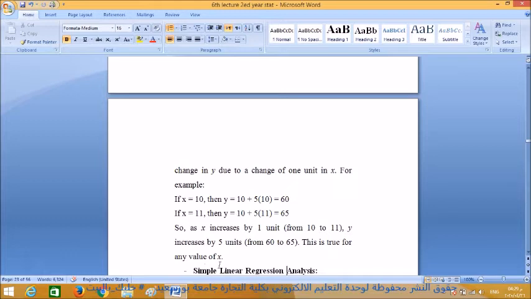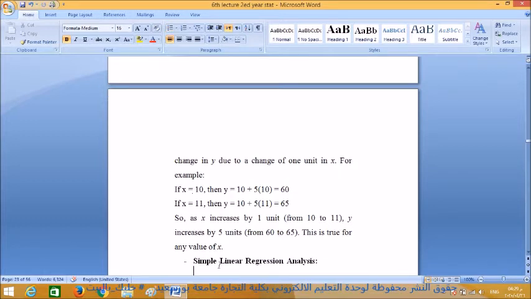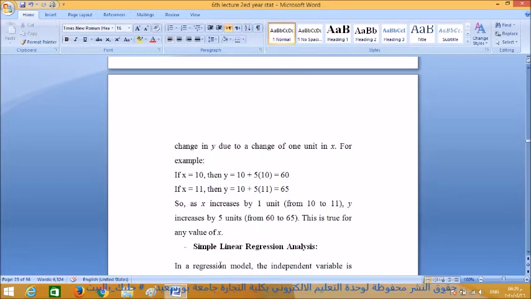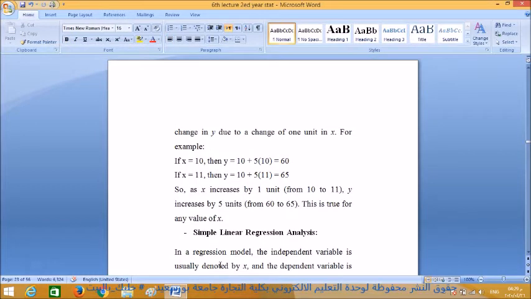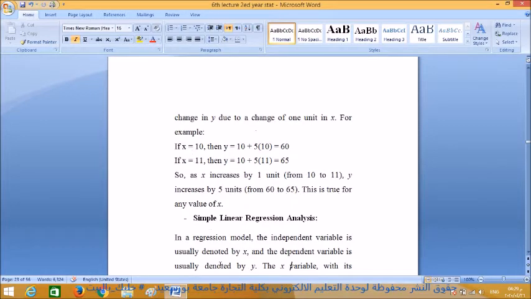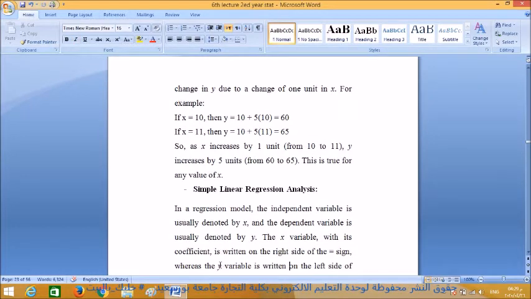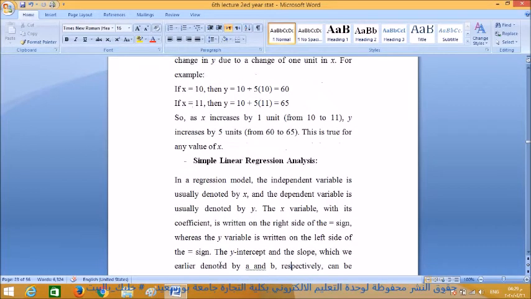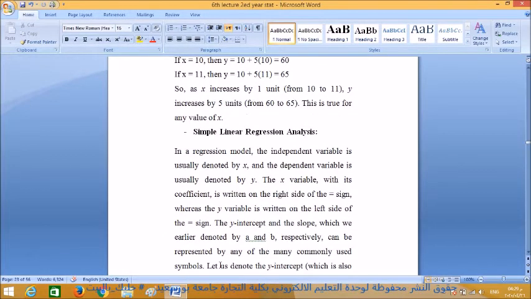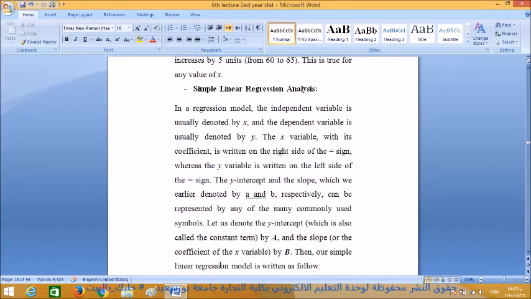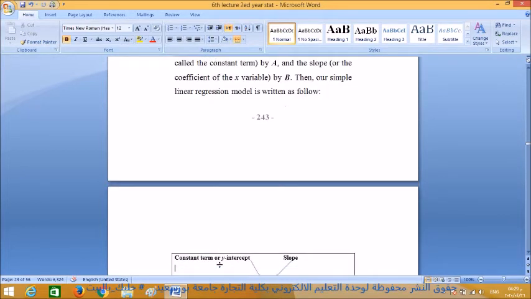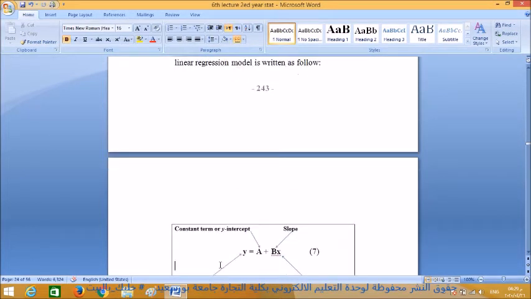Okay, so that is the meaning of simple linear regression analysis. How can we get the equation of linear regression by hand or by MATLAB? How can we compute this equation?